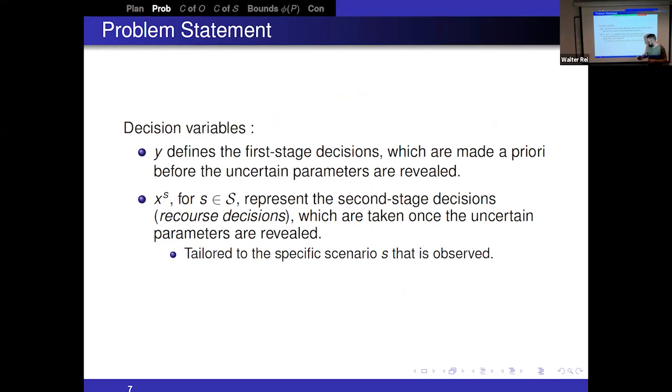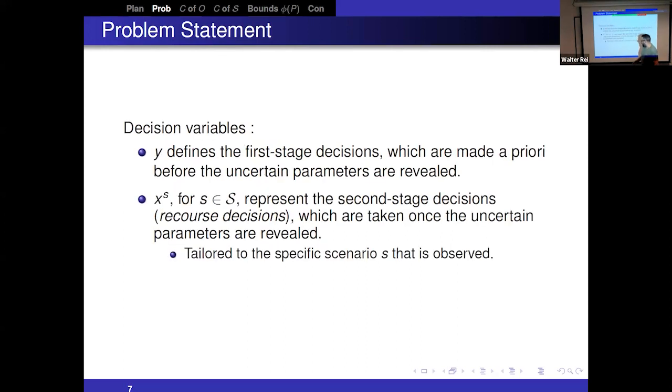Okay. Of course, these decisions need to be made, right? We need to enforce what we call the non-anticipativity constraints, right? So they cannot anticipate the future. So the first stage decisions are made without knowing anything of the uncertainty, right? So they cannot be indexed by S. Whereas the recourse decisions react to the uncertainty. So that's why we index them by S.